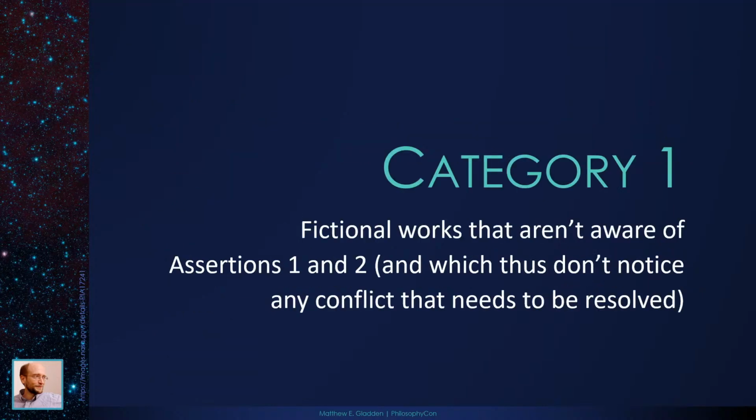So we can now classify fictional works according to the attitudes that they present toward assertions 1 and 2, and the sort of resolution, if any, that they propose. And we can start with a first category of works that simply offer no response to the Fermi paradox because they aren't even aware of it.